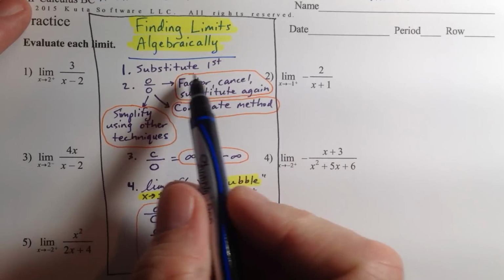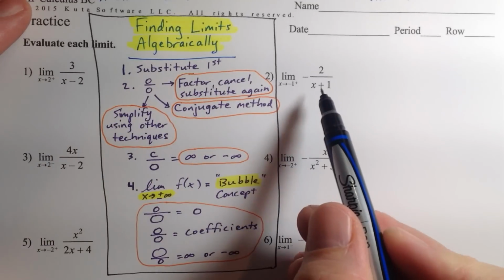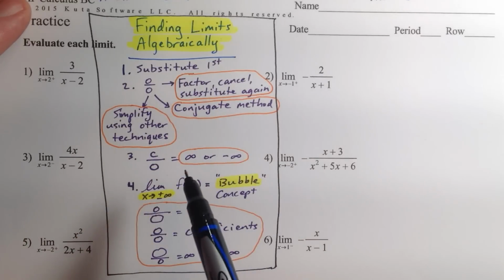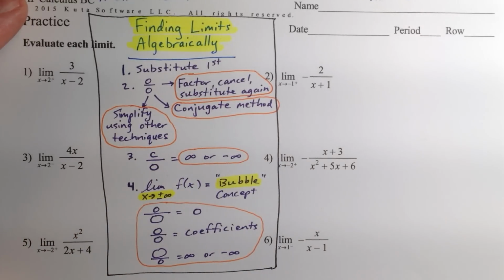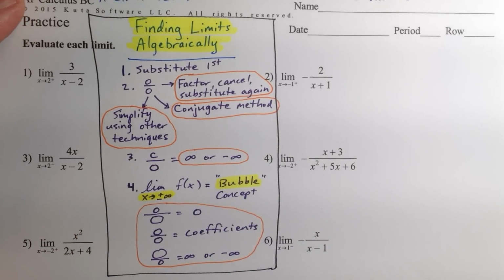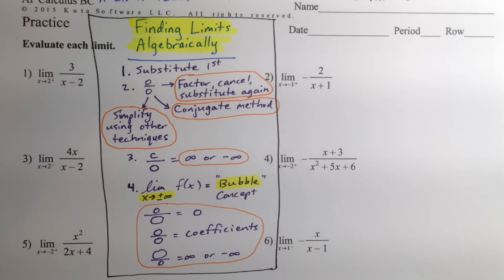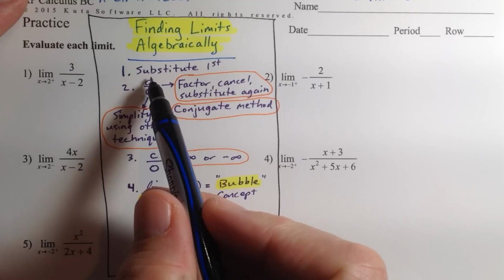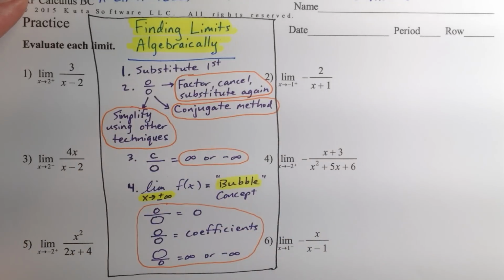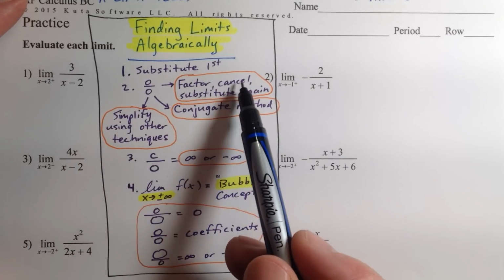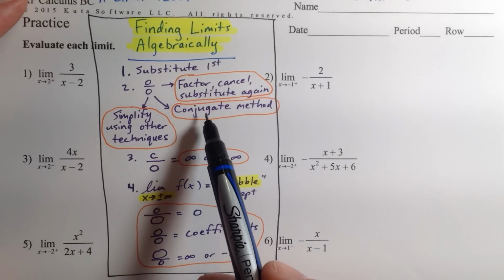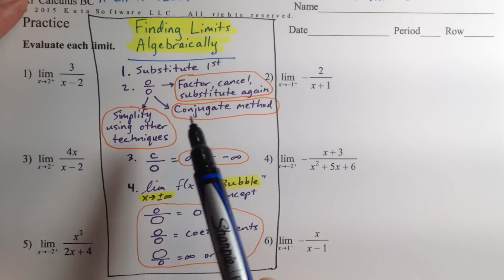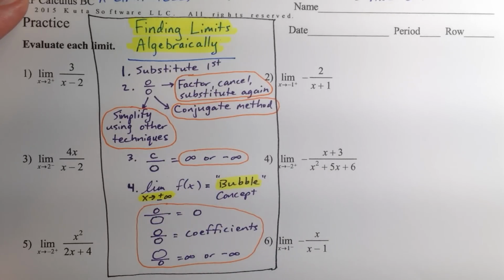And just to quickly go through this, when you are finding a limit algebraically, you're going to substitute first. If you happen to get a real number, then you're done. 0 included, so 0 divided by any other number besides 0, you're going to just have 0 for the limit. If by chance you get any other real number, then you stop, because that's your limit. If by chance you happen to get 0 in both the numerator and the denominator, as we've talked about, you can factor, cancel, and then substitute again. You can try the conjugate method, and if neither of those two methods works, then you'll have to try another technique to simplify the fraction.